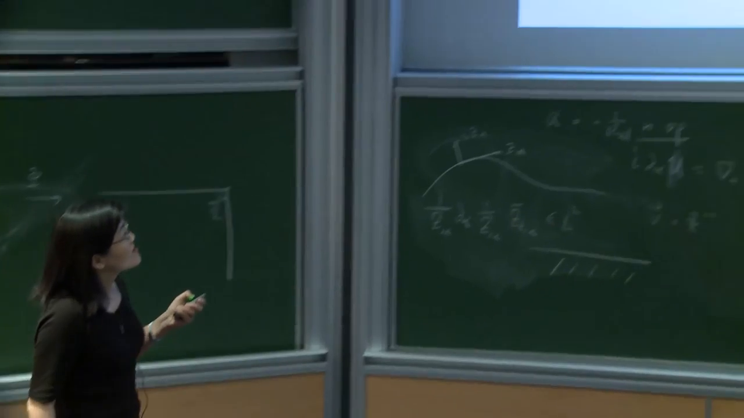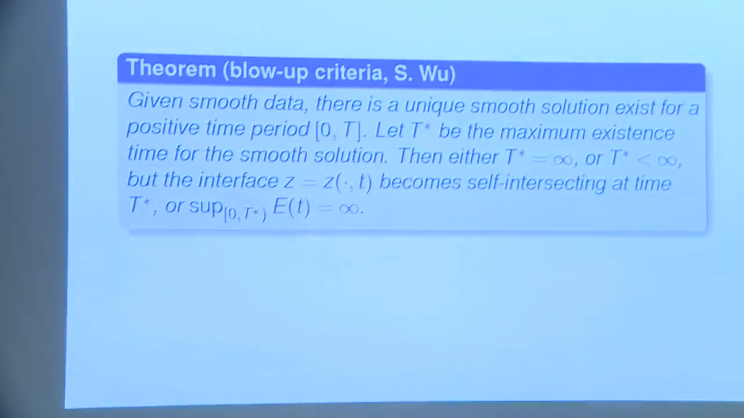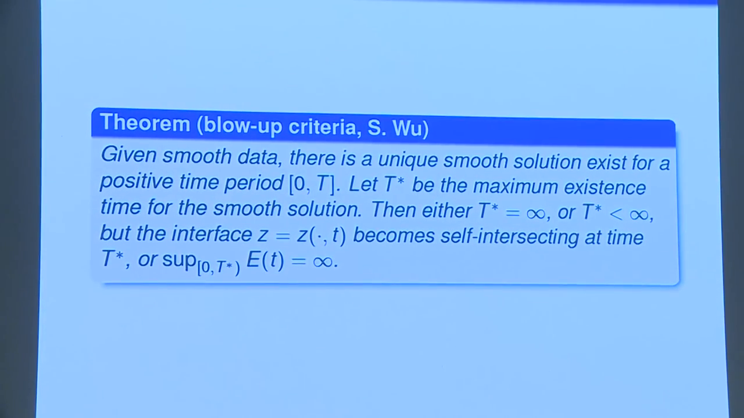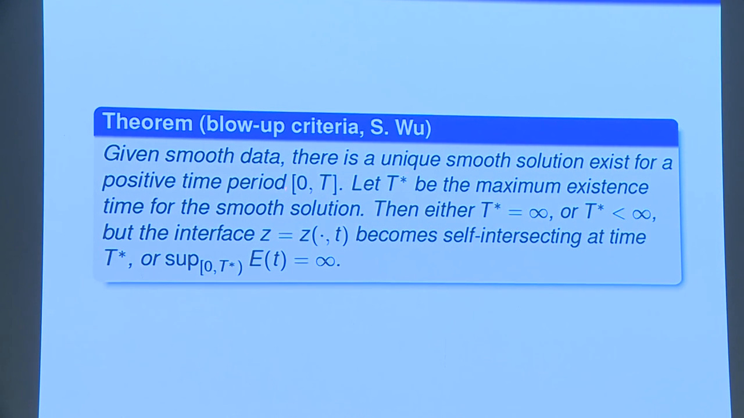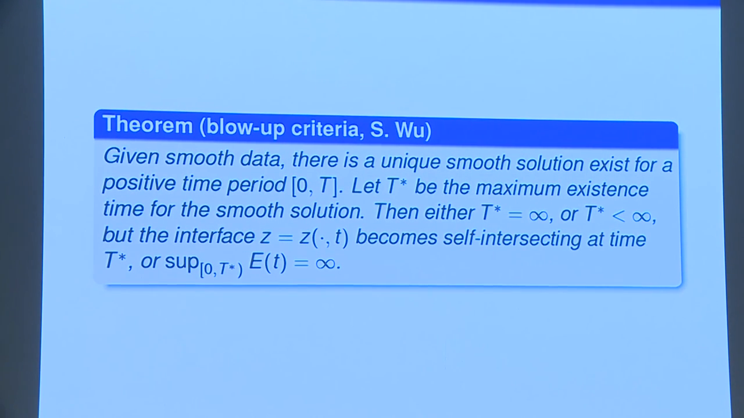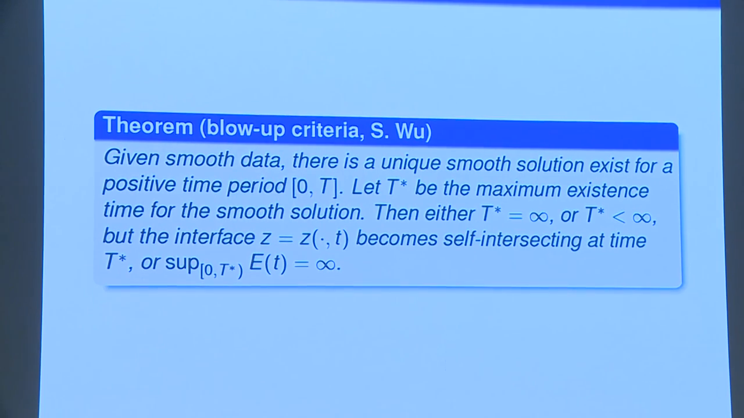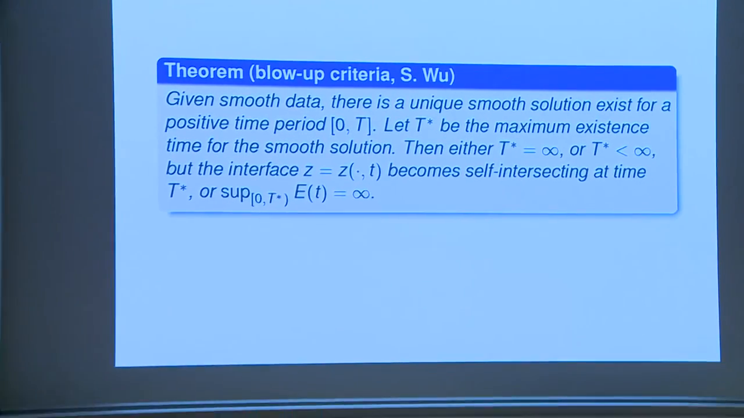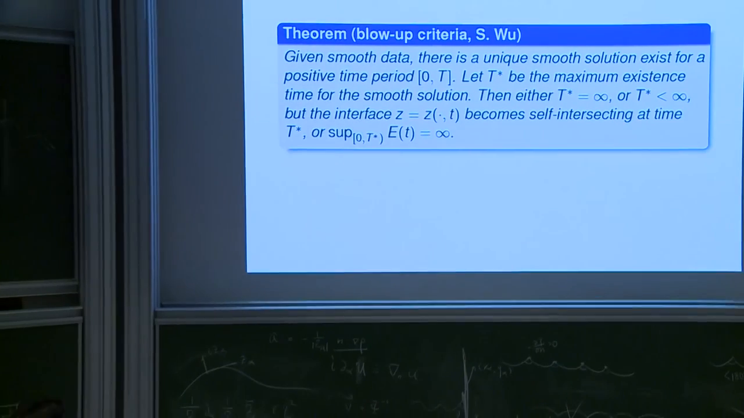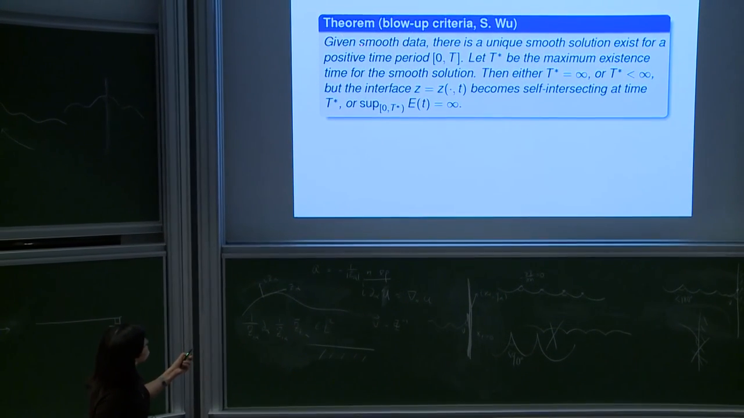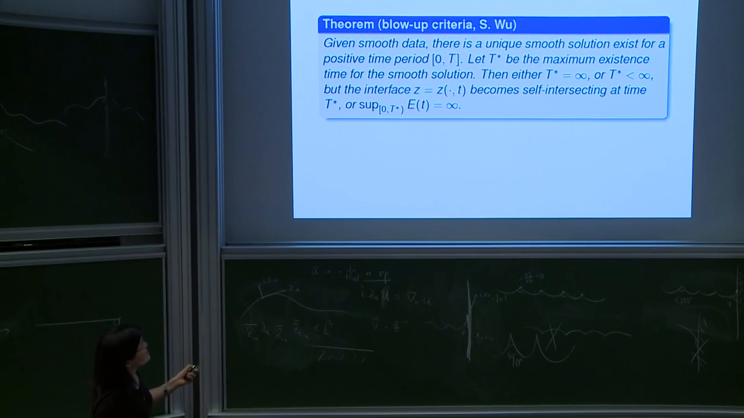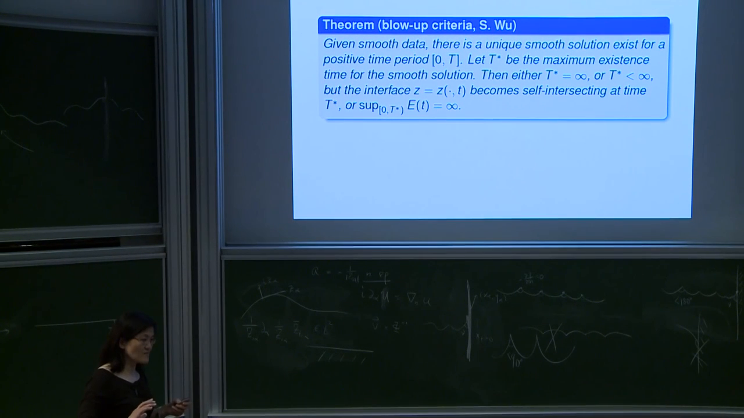In order to prove the existence, we use an approximation argument using the previous result. But this is a crucial criterion we need, because when we use the previous result, all the existence times depend on the Sobolev norm. We need a time that does not depend on the Sobolev norm, but only on this new energy. So this theorem says that for any given smooth data, you can solve for a finite time.